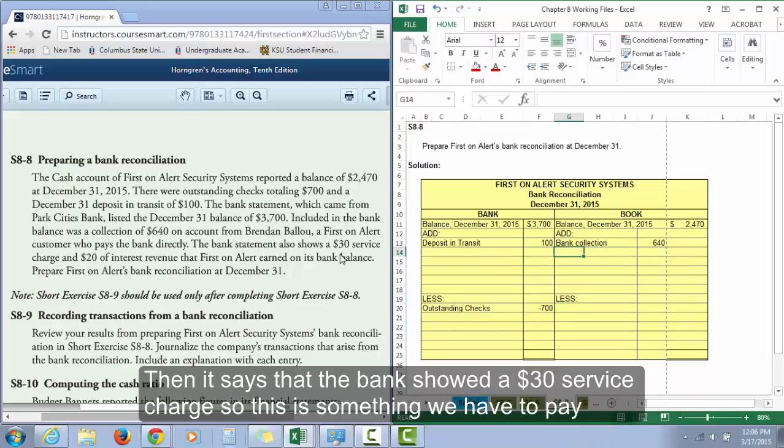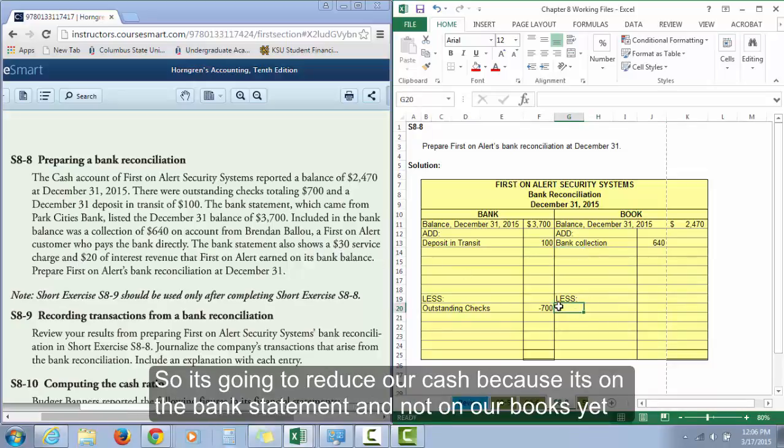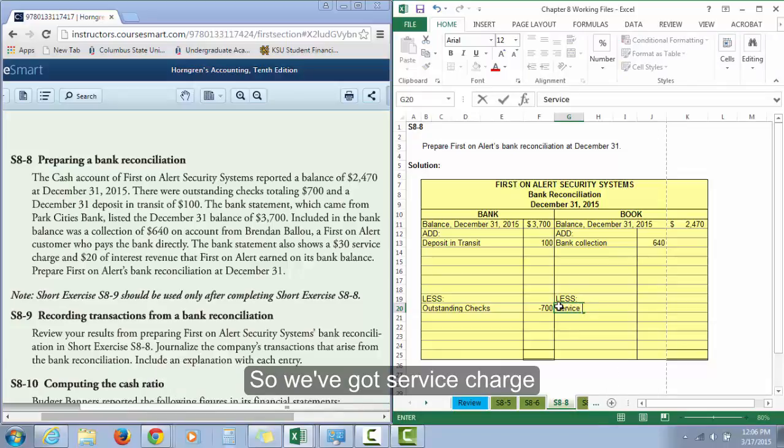Okay. All right. Then it says that the bank showed a $30 service charge. So this is something we have to pay. So it's going to reduce our cash because it's on the bank statement and not on our books yet. So we've got service charge, and it was 30.